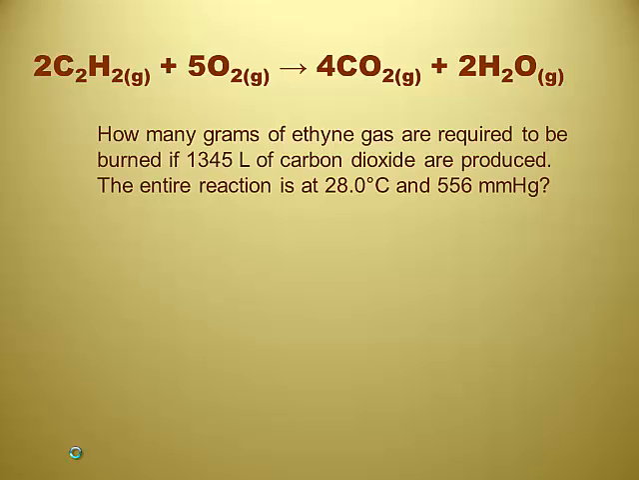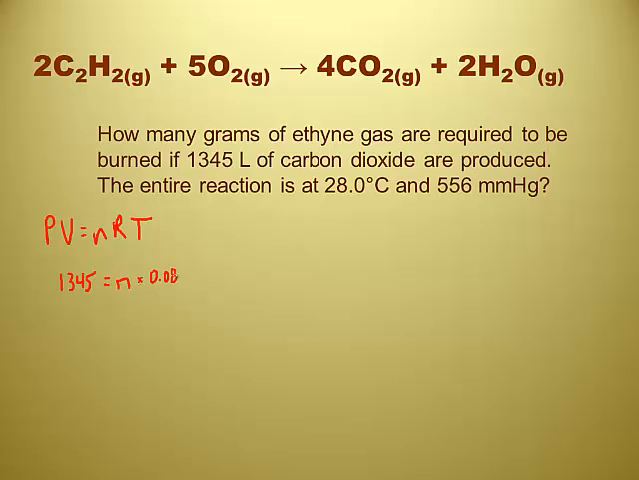Now, here's the trick with gas stoichiometry. Notice that they did not just say I have 1,340 grams of carbon dioxide, where you would just do molar mass and then stoichiometry. They've given you liters. They're giving you volume. You are going to use PV = nRT to convert from volume of a gas to number of moles of a gas. So I've got a volume of 1,345 liters of carbon dioxide, and I want to know number of moles.